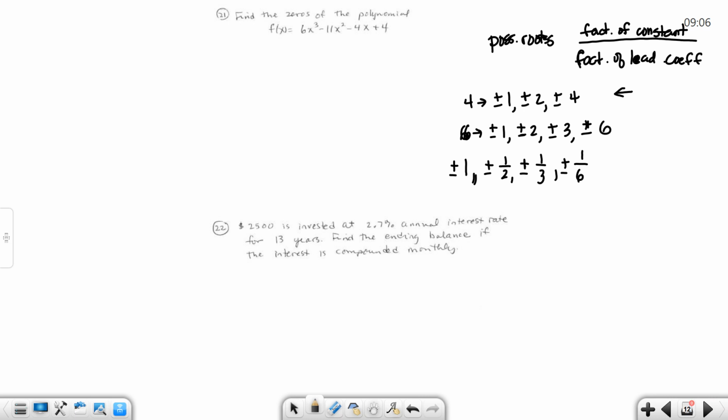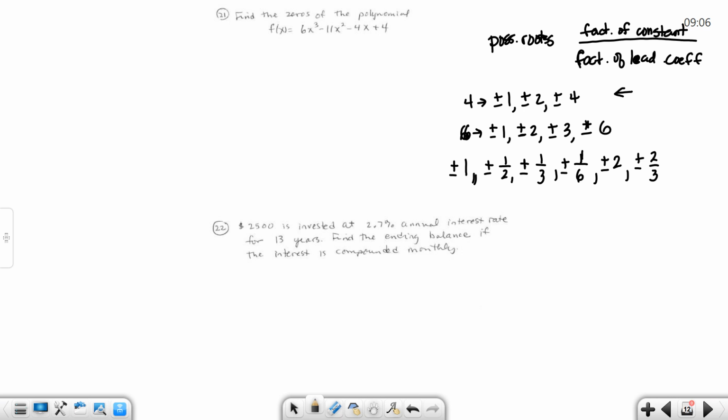Now we do the same thing with the 2. So it's the plus or minus 2 over 1, which is 2. It's plus or minus 2 over 2, but that simplifies to 1, and we already have 1 in our list, so no need to write it again. Then we have plus or minus 2 over 3, and we're going to write it down. We don't already have it. And then it's plus or minus 2 over 6, but that simplifies to the 1/3, and we already have it in our list.